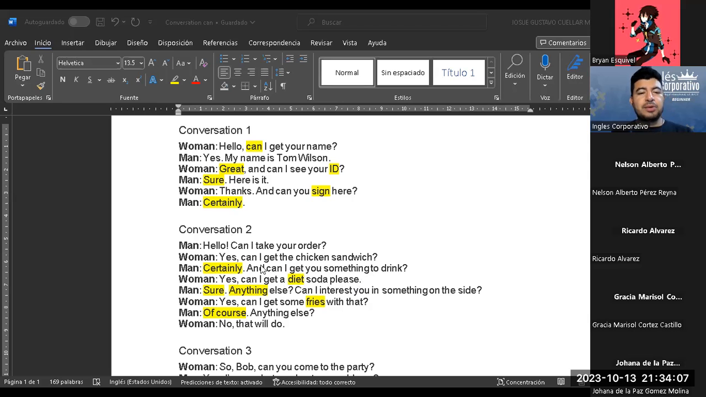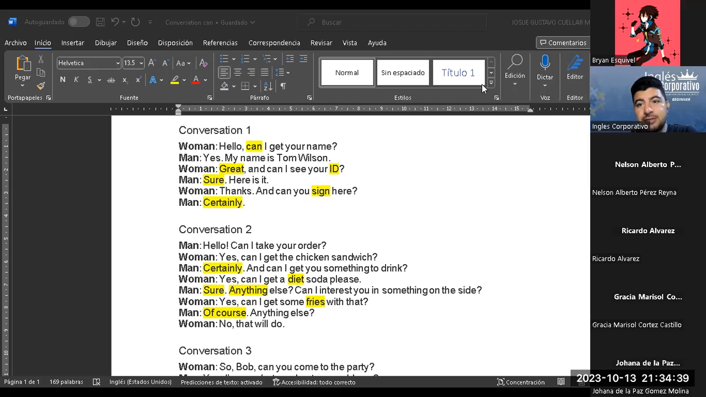Dice, hola, ¿puedo tomar tu orden? Sí. ¿Puedo tener un sándwich de pollo? Seguro. ¿Y puedo traerte algo de beber? Sí. Una soda de dieta, por favor. Y luego le dice, seguro. ¿Algo más? ¿Te puede interesar algo? Además, sí. Unas papas fritas. Con eso, por supuesto. ¿Algo más? No, eso bastará.